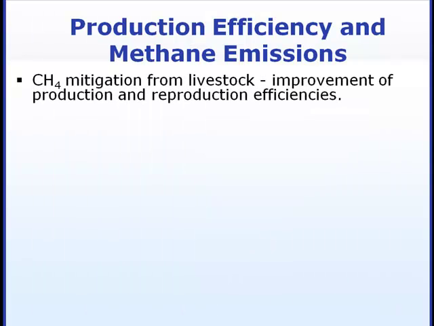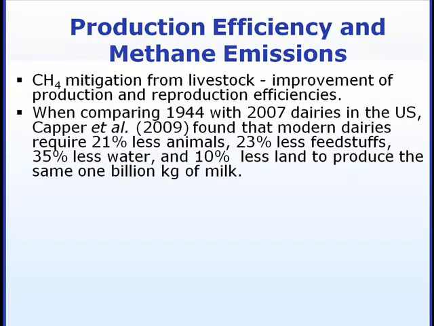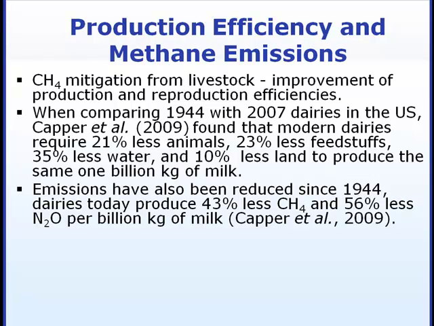So I'm almost there. I have another 3 minutes. With respect to methane emission from livestock, we know that we can do a good job. When Jude Capper compared dairy production 1944 to 2007, she found that modern dairies require 20% fewer animals, 20% less feedstuff, 35% less water, 10% less land to produce the same amount of milk as their peers in 1944. She also found that since 1944, today's dairies produce 43% less methane, 56% less nitrous oxide per billion kilograms of milk, again emphasizing the importance of efficiencies on the carbon footprint.